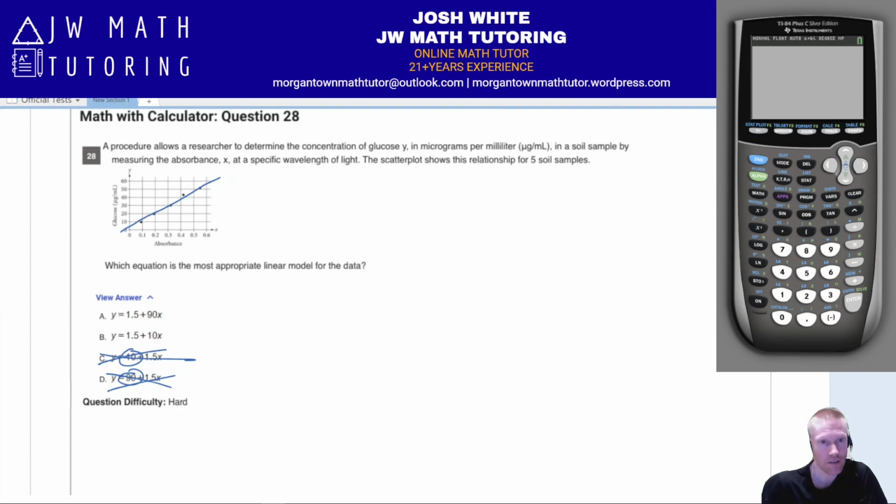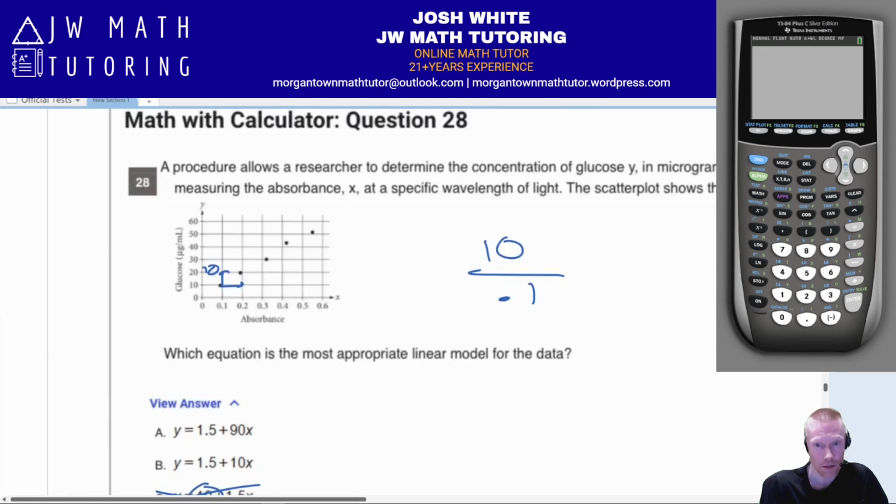So if we just estimate, looking at between two of these points, to get from this point to this point, we go up 10, so our rise is 10, and then we go to the right almost 0.1. And this is where you have to be careful. Notice these are not whole numbers on the graph. I'll zoom in larger just so you can see them. It's 0.1, 0.2, 0.3, 0.4. So the distance you move is not 1 in the x value, it's 0.1.